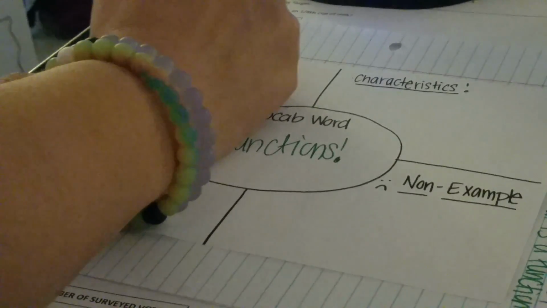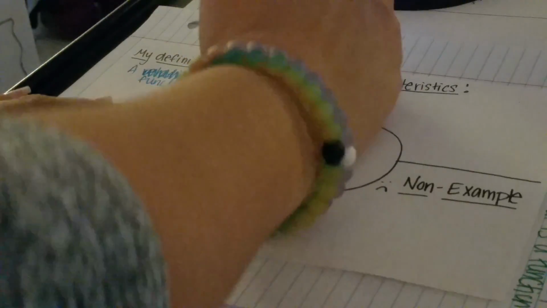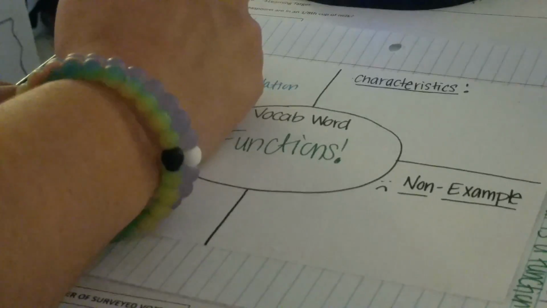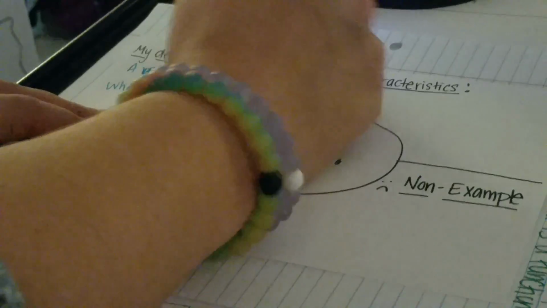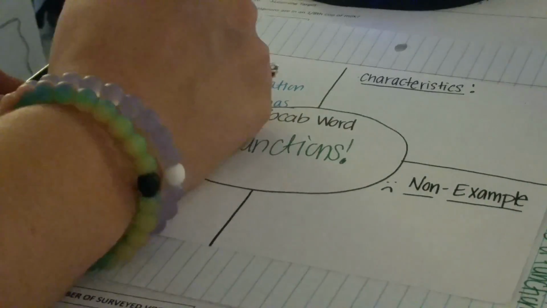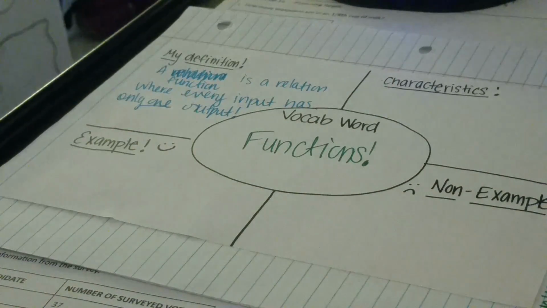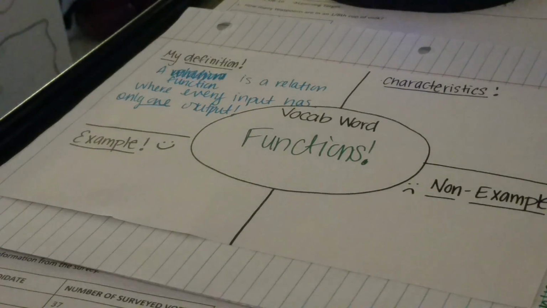A function is a relation where every input has only one output. Every input can have only one output.